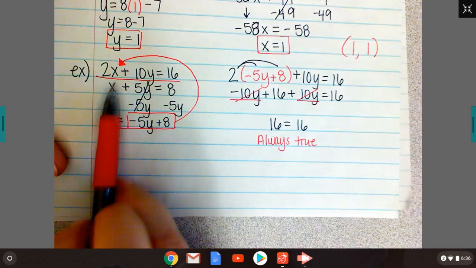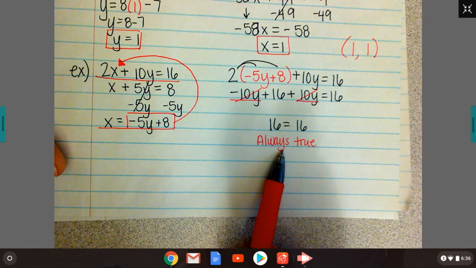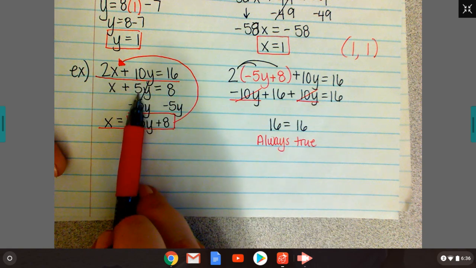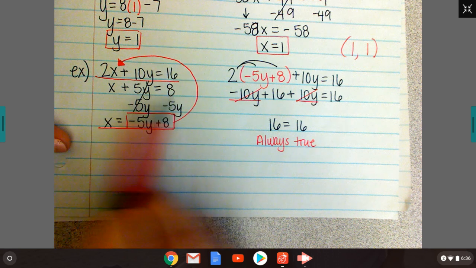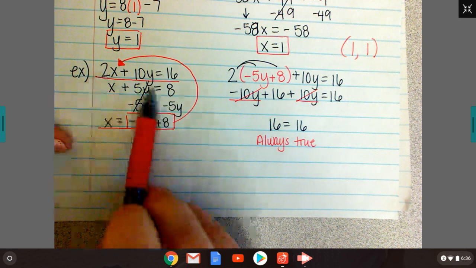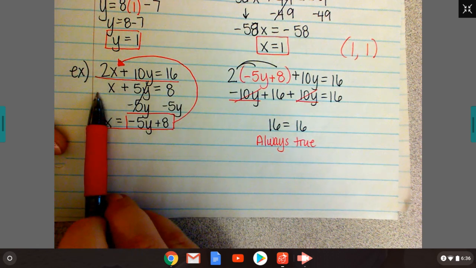So for any x or y that I would have put in here, I would have got something that's always true. So it doesn't matter what x and y you plug in, it'll end up to be a true statement. So what that means is that these are the same line. And notice, if we look back at them, if you take this second equation and multiply everything by 2, you get the top. x times 2 is 2x, 5y times 2 is 10y, 8 times 2 is 16. These are actually the same.